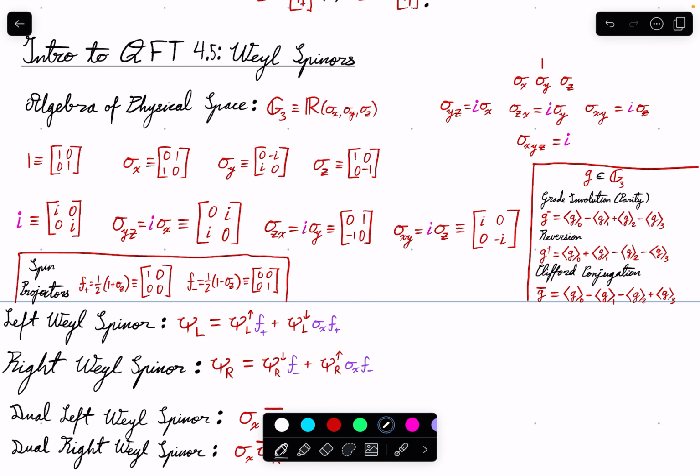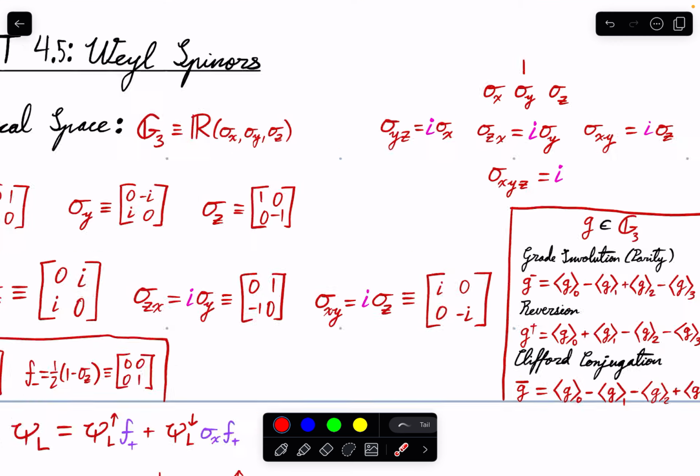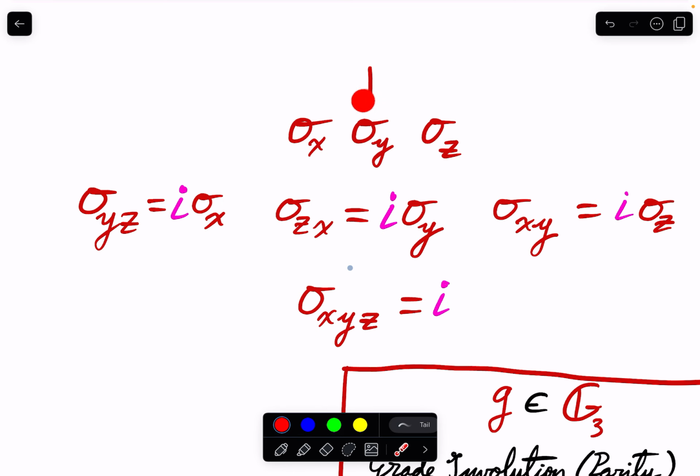So this one will deal a little bit with looking at Weyl spinors. You can see I've written out some stuff already. We're going to be working with the algebra of physical space, G3, which is generated by three mutually orthogonal unipotent vectors, so positive squaring. The entire algebra is encoded with this basis: the scalar, vectors, bivectors, and trivector. Because the trivector commutes with everything in this algebra and squares to -1, it's traditional to denote it as I.